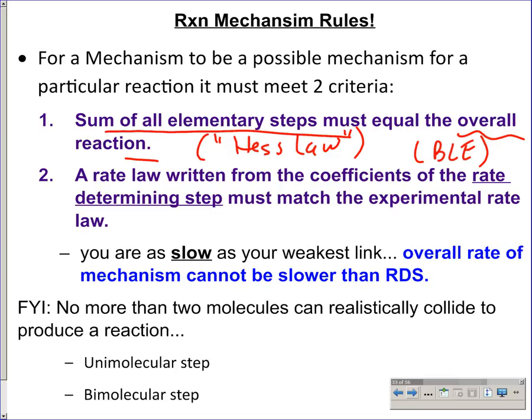The second criteria, rate law. The rate law that is written for that specific reaction will match the slow step. It'll match the rate determining step. So, let me write that K in.